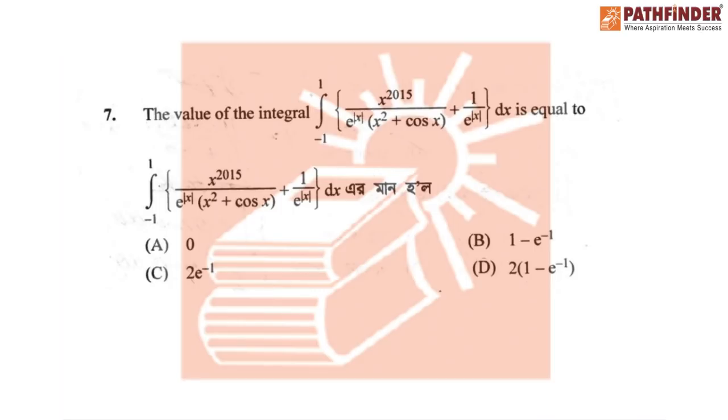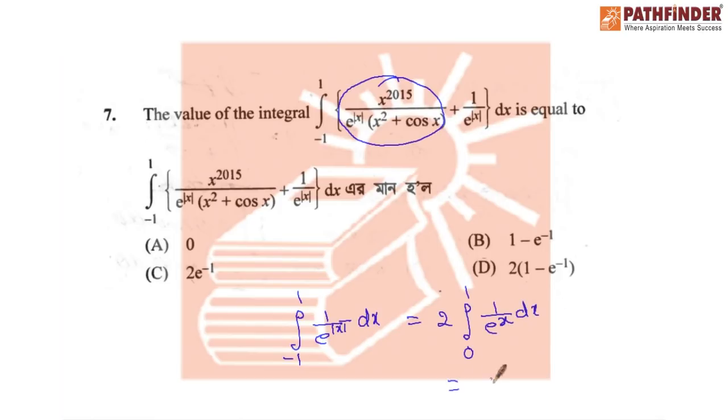In question number 7, the limits are minus a to a, so always look for whether the function is even or odd. This is an even function, this is an even function, this is an odd function, which means this entire thing will be equal to 0. So the final question is the integral from minus 1 to 1 of 1 by e to the power mod x dx. Since this is an even function, we can write twice the integral from 0 to 1 of 1 by e to the power x dx, since it is positive, so instead of mod we can write x. This is equal to twice of 1 minus 1 by e, which is in option D.